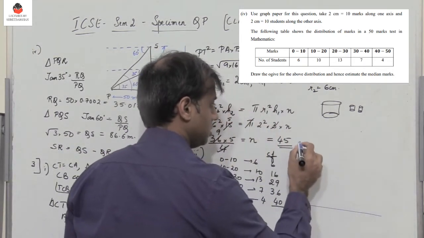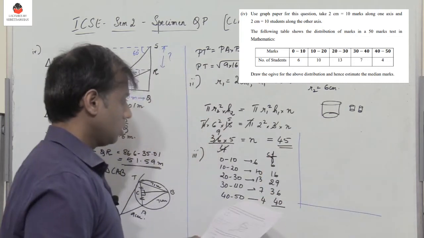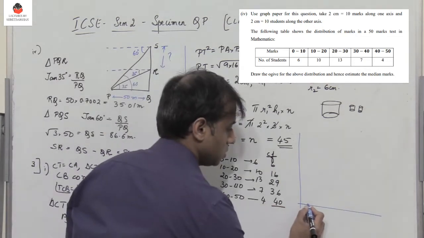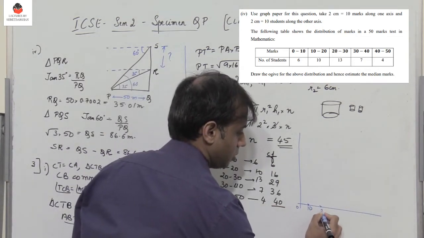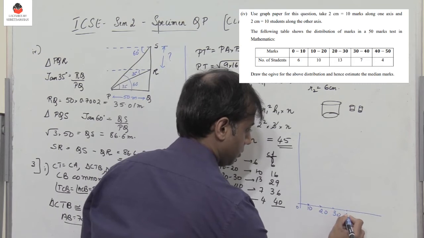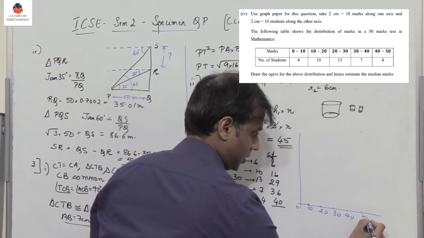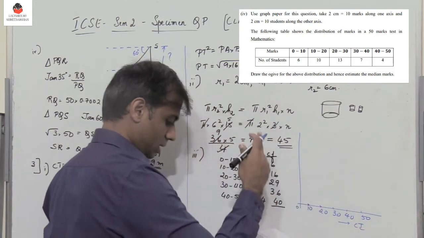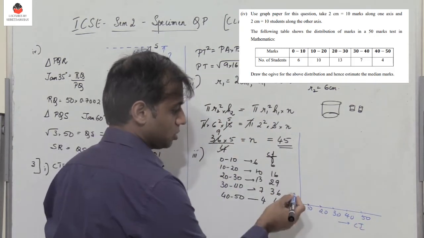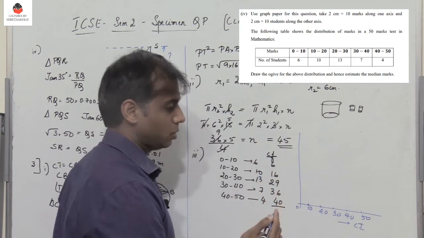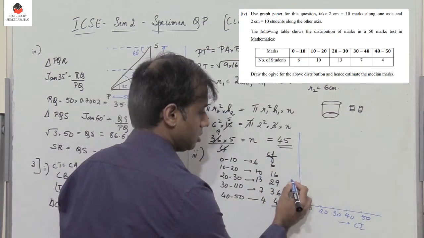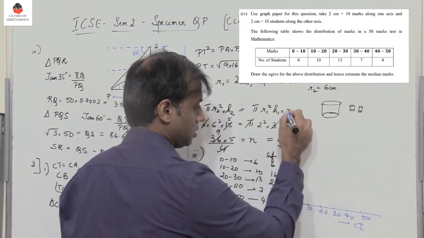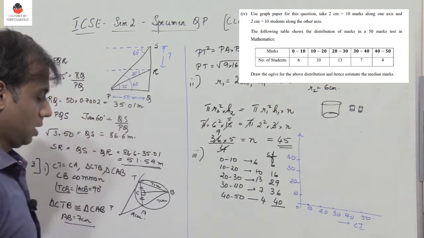So you have the x-axis and y-axis. Along the x-axis, we consider the marks distribution. So you have 0, 10, 20, 30, 40 and 50. This is the class interval, which is nothing but the marks. And along the y-axis, you have students. Take 2 centimeters equal to 10 students. So 10, 20, 30, and 40. So this is the number of students along the y-axis, right?